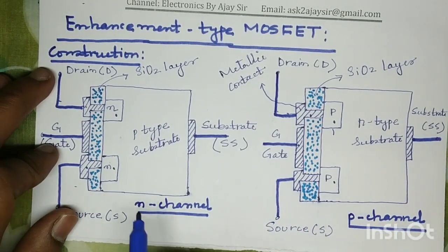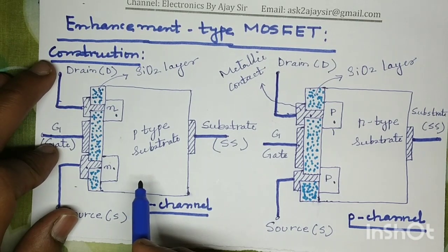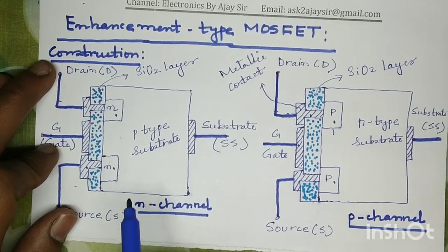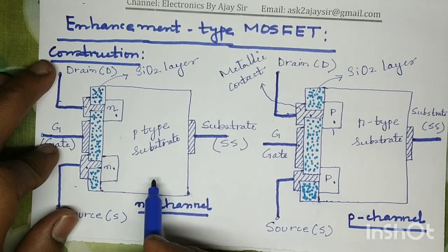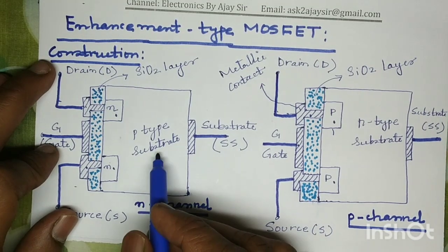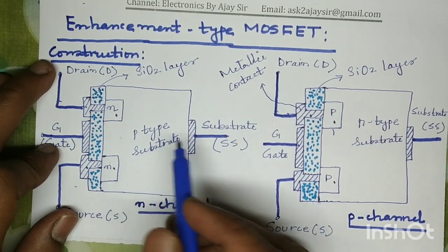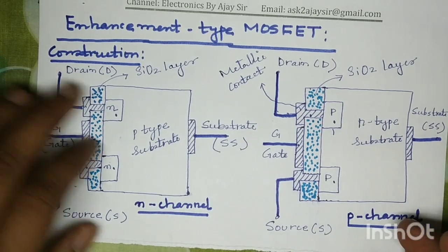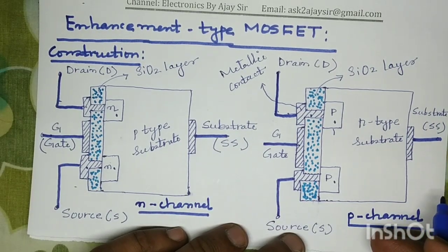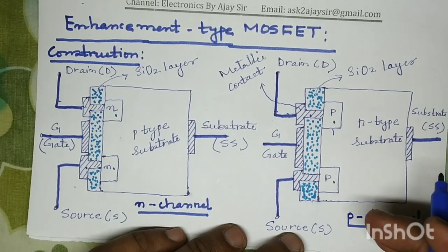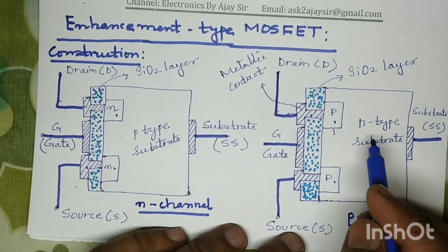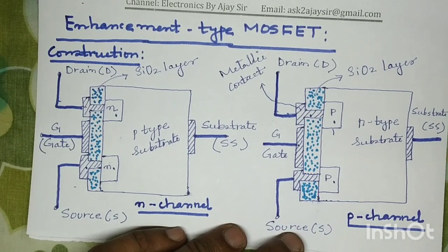Similar to the depletion type MOSFET, to construct an N channel enhancement type MOSFET, we have to use a substrate of p-type semiconductor material, and to construct a p channel enhancement type MOSFET, we have to use a substrate of n-type semiconductor material.